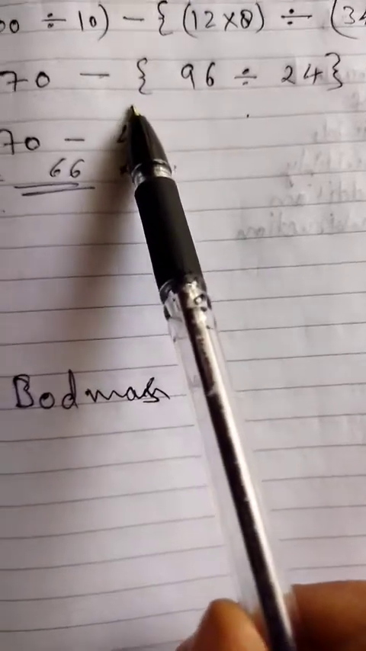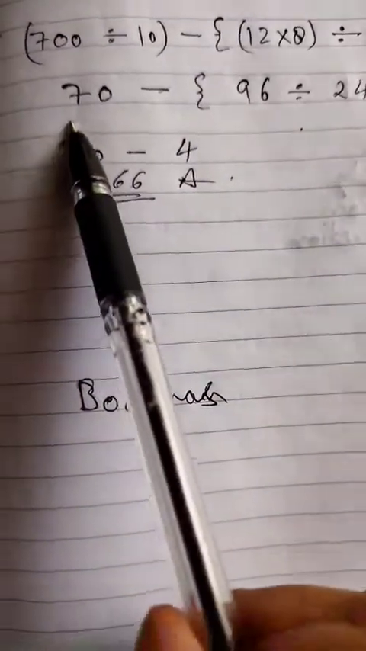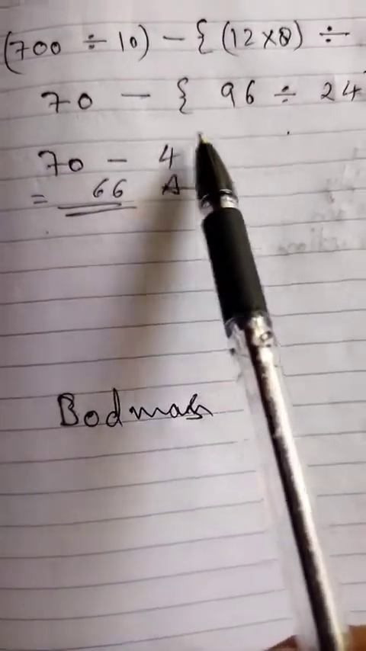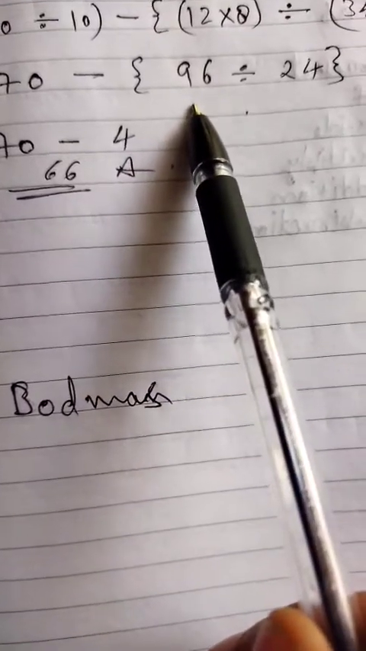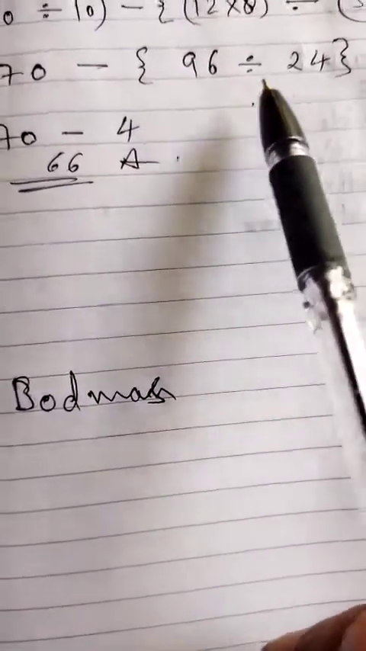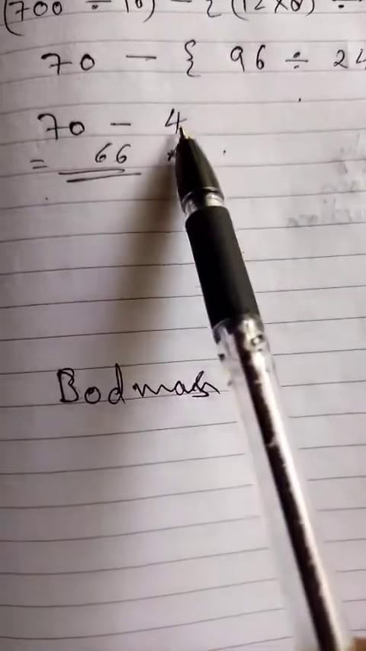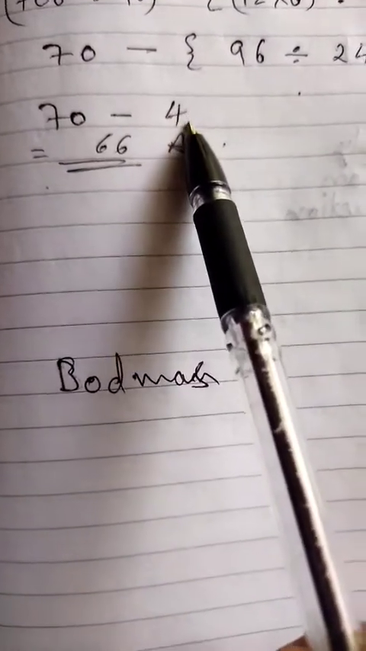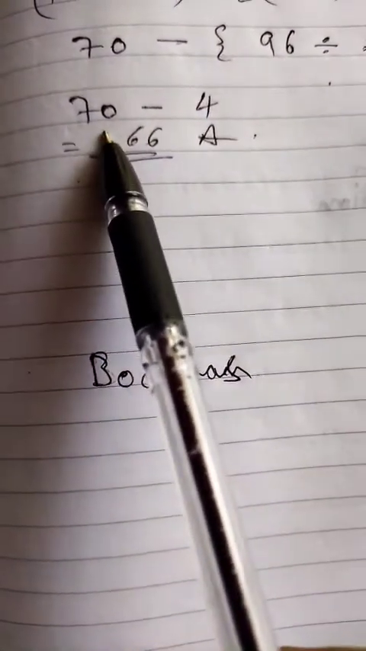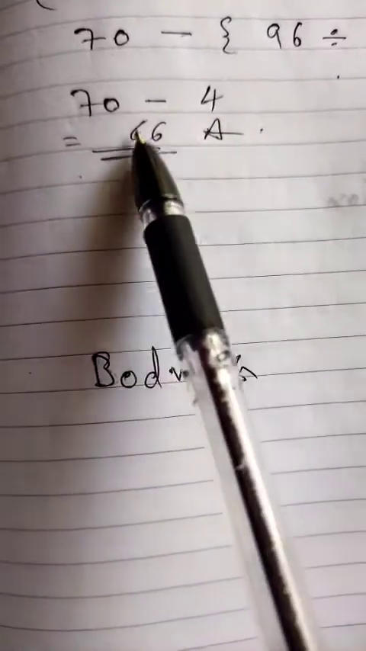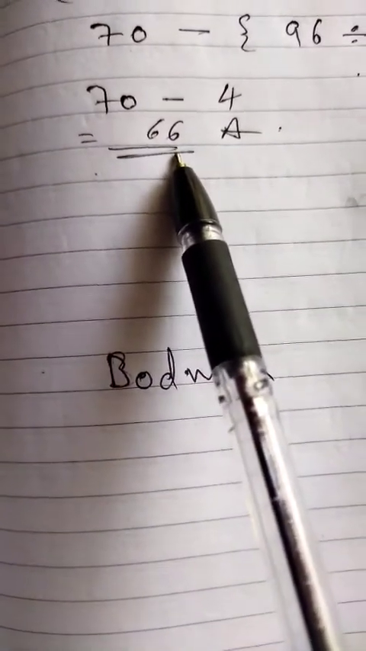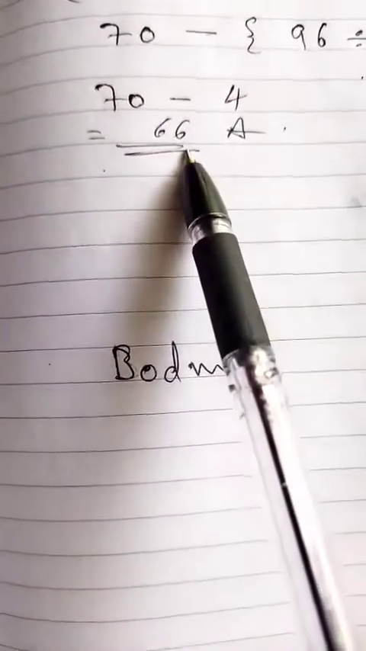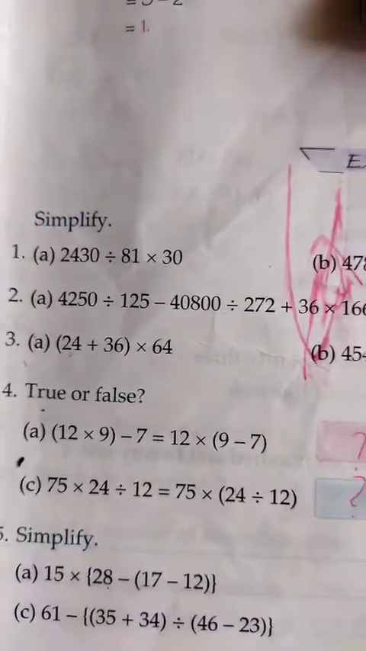Now you will solve this curly bracket. So 70 will be written as it is. Now in the curly bracket there are 96 divided by 24. So after dividing both the numbers you will get 4. Now the curly bracket is also solved. Now it is very simple, 70 minus 4, then your answer will be 66. So this is your final answer.